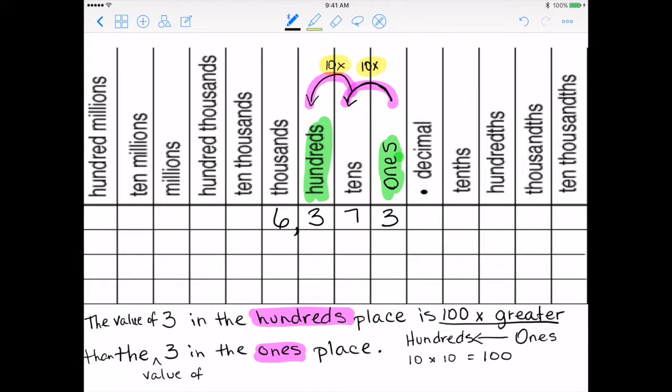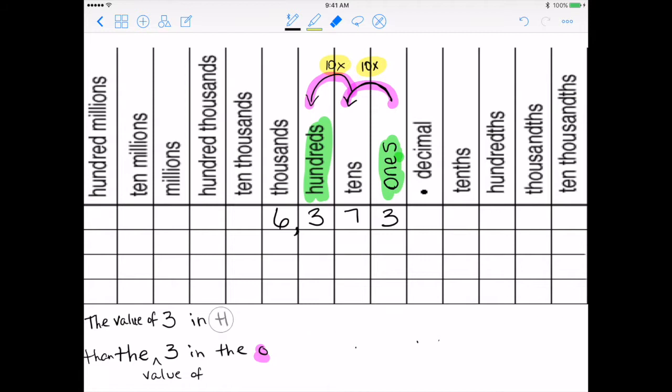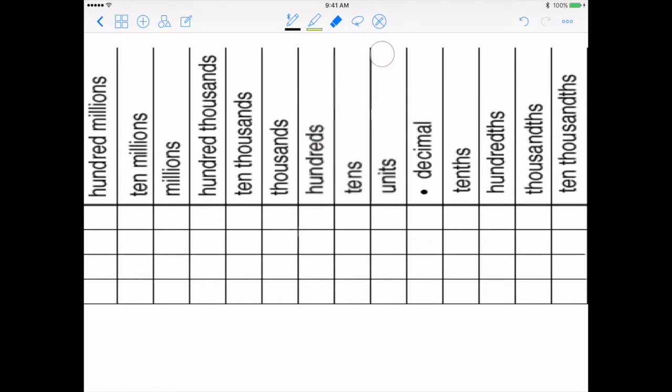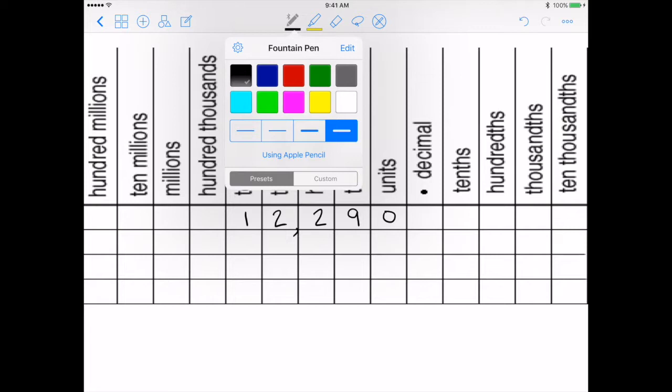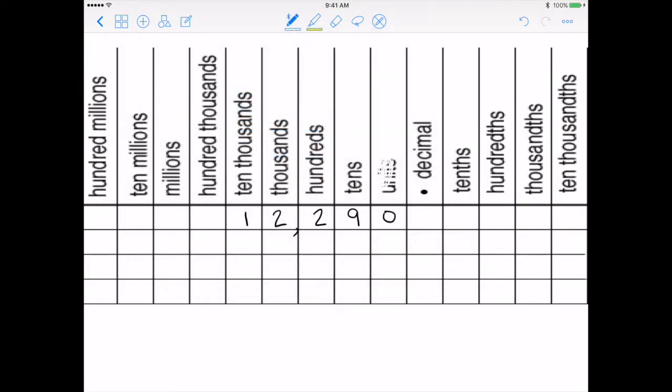Now, let's try that again. One more example for you before I let you loose on some practice problems. So I'm going to erase everything, and we're going to start from scratch. Okay, so this number is 12,290. And I'm going to take a moment to take out that units word.